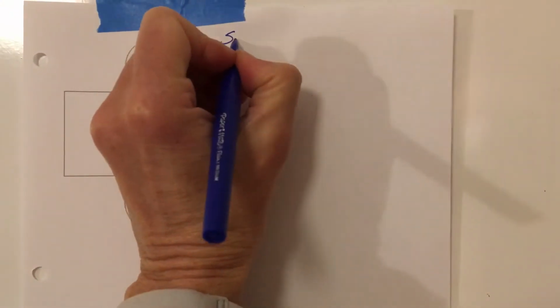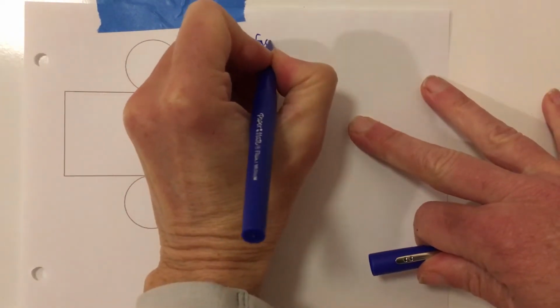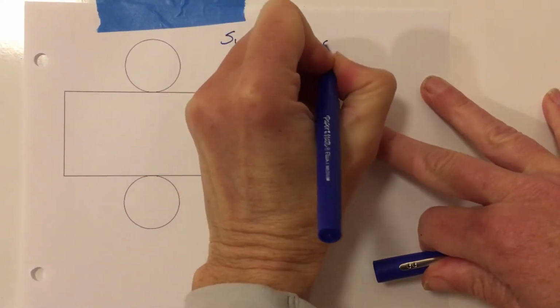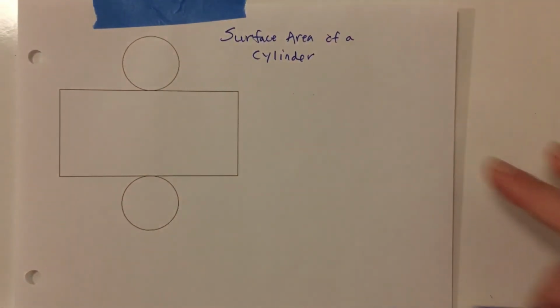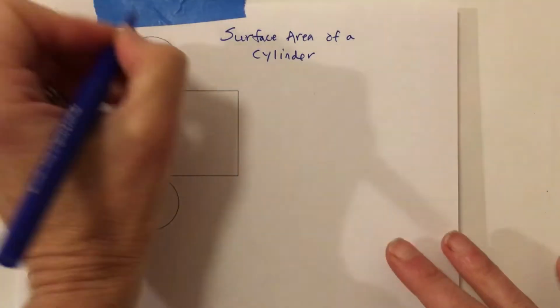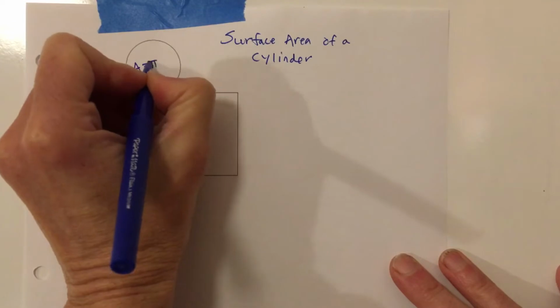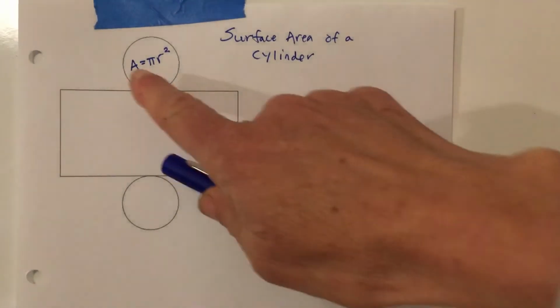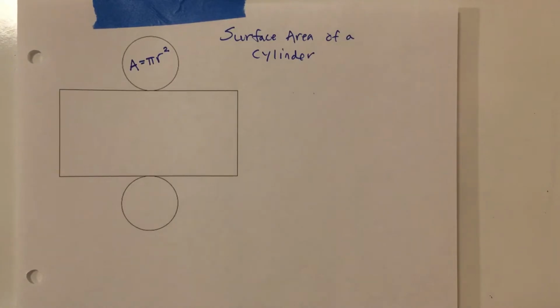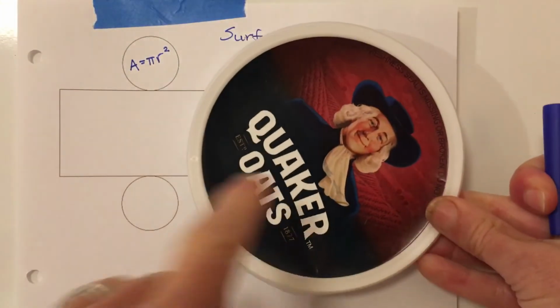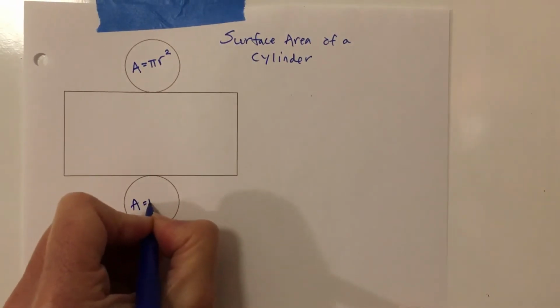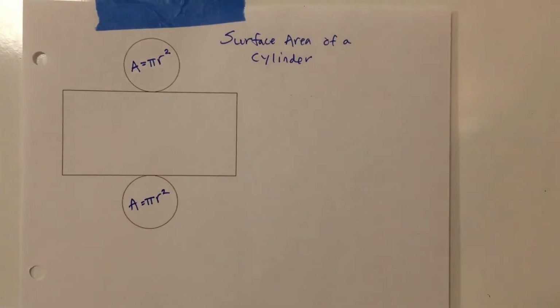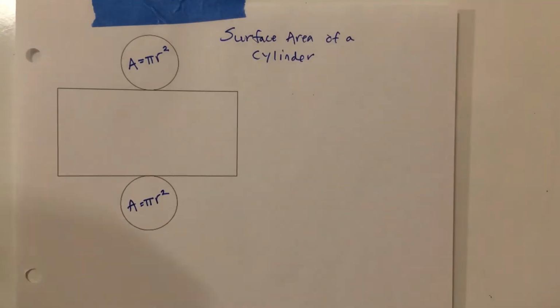This is called surface area of a cylinder. Okay, so here's the thing. This we already know. The area of a circle is pi r squared. So if we know the radius, like, for instance, here's my oatmeal, if I know how long this is, then I can find the area of the top. And of course, the area of the bottom is the same. The area of this is pi r squared. So I already have the formulas for the top and the bottom based on what we did last week.